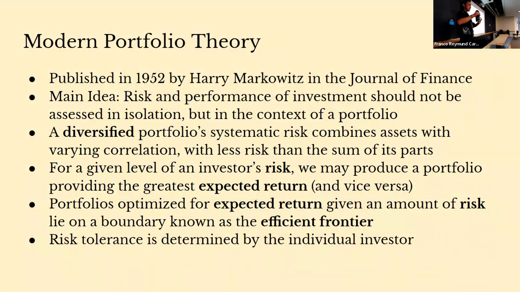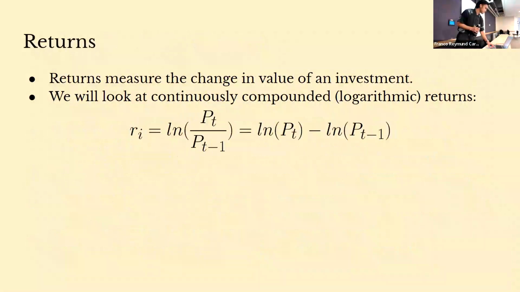Therefore, for a given risk amount determined by the investor, we may produce a portfolio that provides the greatest expected return, and vice versa. So portfolios optimized for the greatest amount of return given any level of risk will lie on a boundary known as the efficient frontier, which we will plot today. And this risk tolerance is determined by the individual investor.